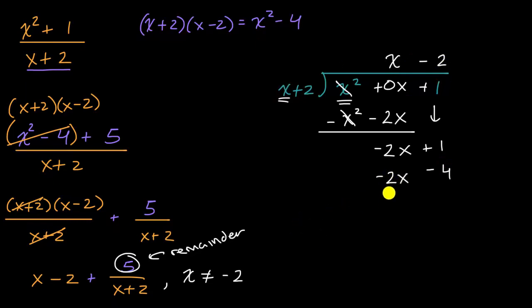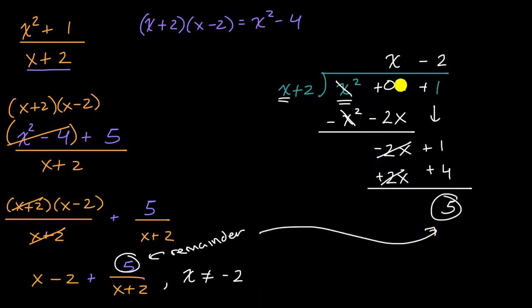Now we have to be very careful here because we want to subtract the 2x plus 4 from the negative 2x plus 1. We could view it as this, or we could just distribute the negative sign, and then this will be positive 2x plus 4, and the 2x and the negative 2x cancel out. 1 plus 4 is 5, and there's no obvious way of dividing x plus 2 into 5, so we would call that the remainder, exactly what we had before. When we divided with algebraic long division, we got x minus 2 with a remainder of 5.